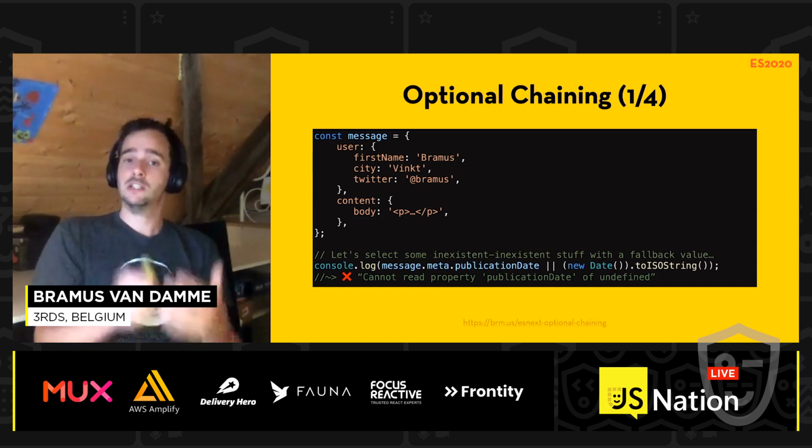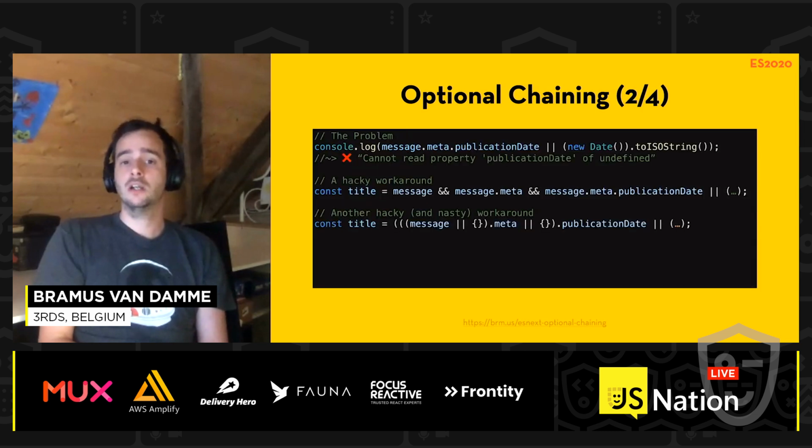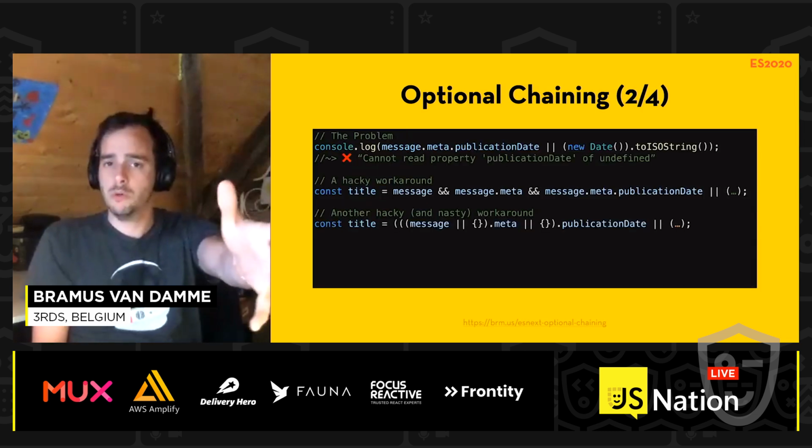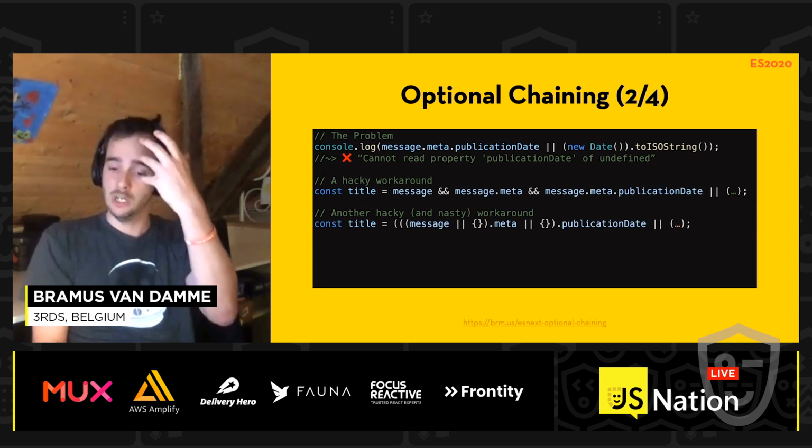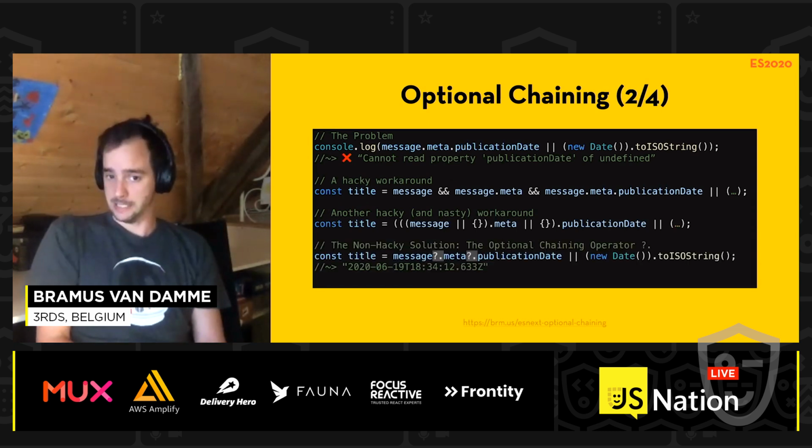How can we fix this? Well, of course, we have some workarounds. I don't recommend you to do those. They are really nasty workarounds. But enter the optional chaining operator, that's actually the solution that makes it into the ECMAScript language. It looks like this. It's a question mark and the period.